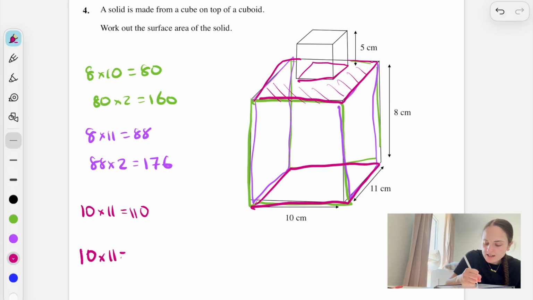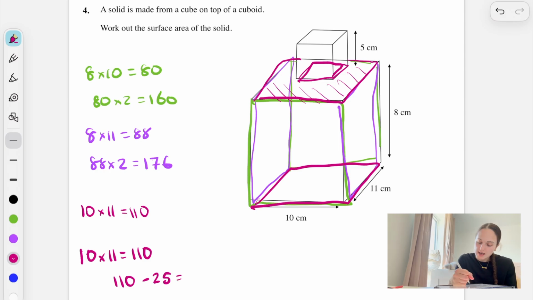So 10 times 11 equals 110, and then we need to do 110 minus the area of the square, which is a 5 by 5 square. So 5 times 5 is 25. So 110 minus 25 is going to be 85. So the area of this shape is 85.